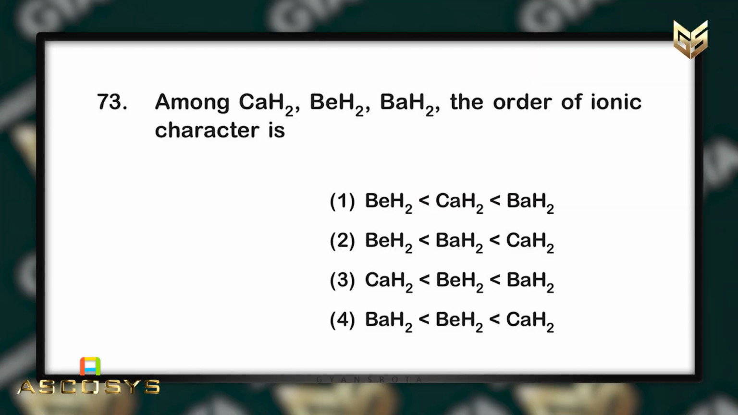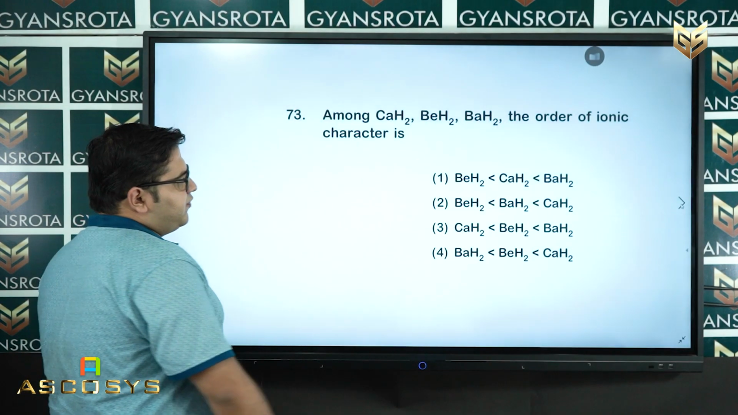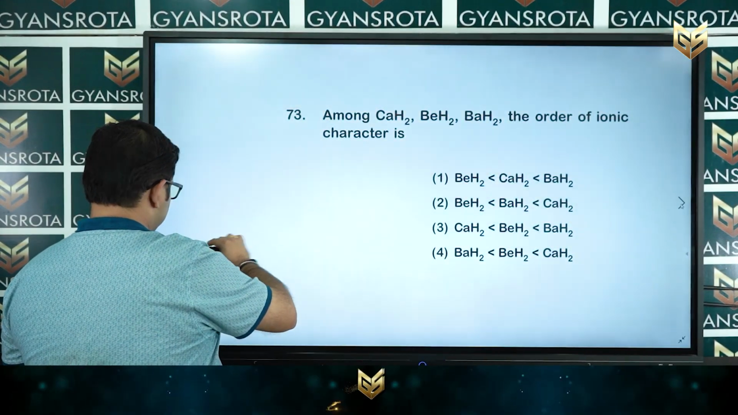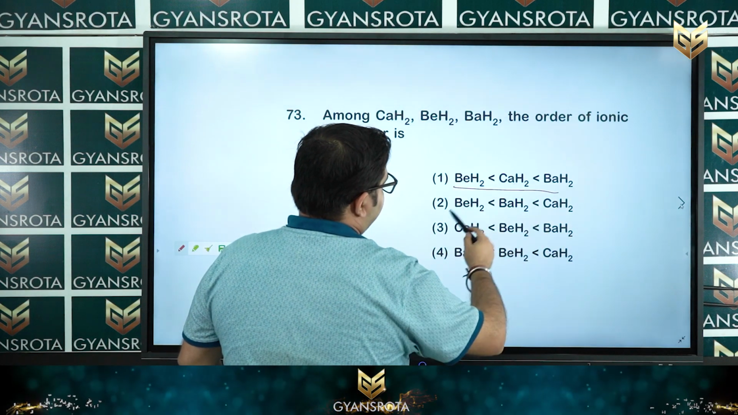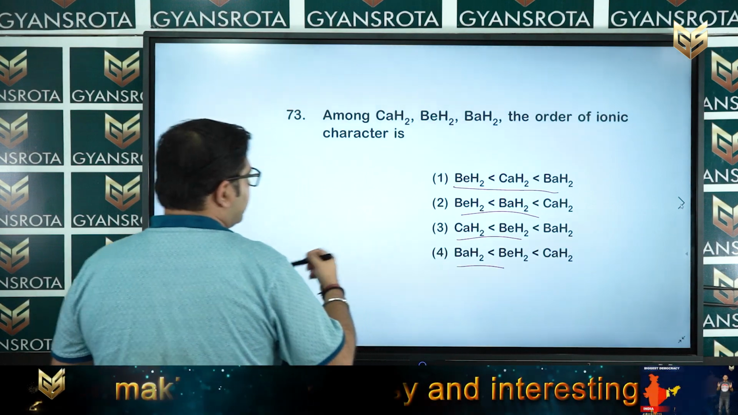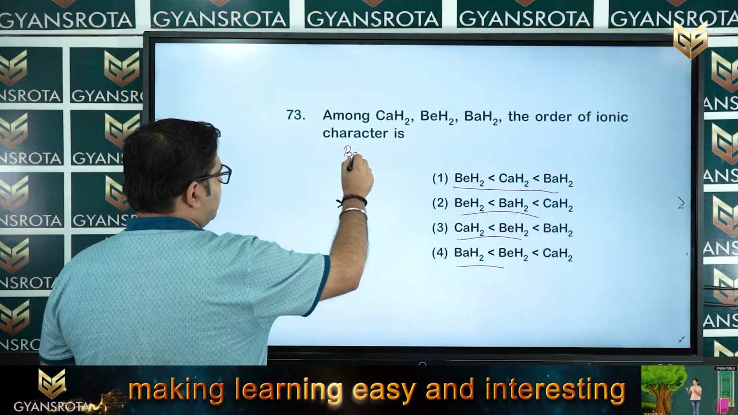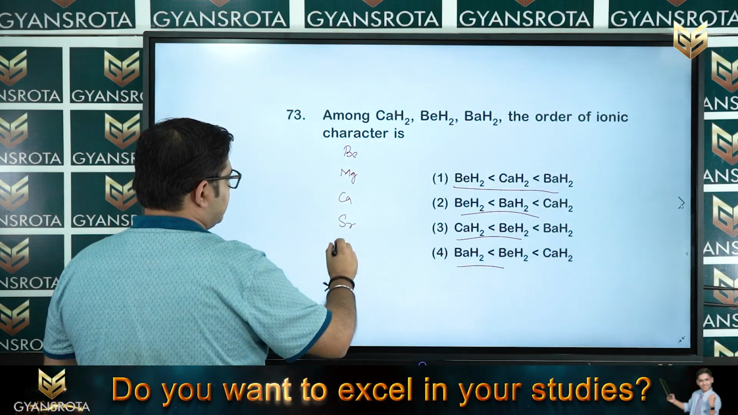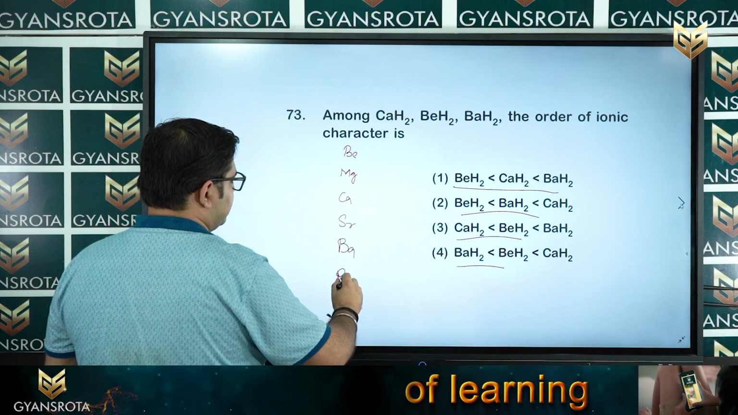Question number 73 is on the screen. Among CaH2, BeH2, BaH2, the order of the ionic character is. So directly we are moving to the solution part. These are all alkaline earth metals. What is the mnemonic I taught you for alkaline earth? Be, Mg, Ca, Sr, Ba, Ra.